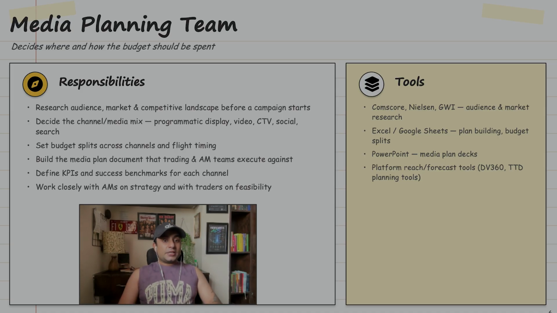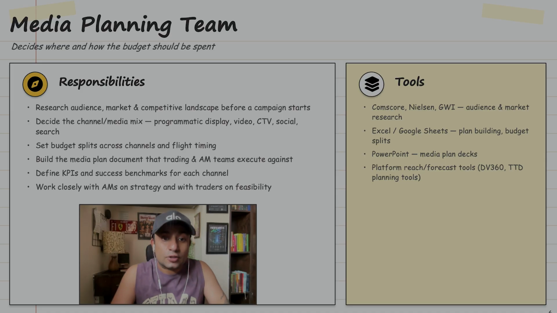Okay, your responsibilities in the media planning team are: you decide where and how the budget should be spent. What channel or media mix should a certain budget go to, be it programmatic or display or video or social or search. So you are the person responsible to decide what budget goes to which particular team, and then you do the budget splits across channels and flight timings. You build the media plan document that traders and AM teams execute against.